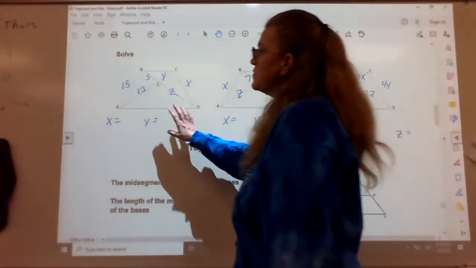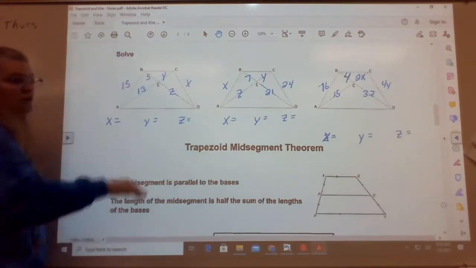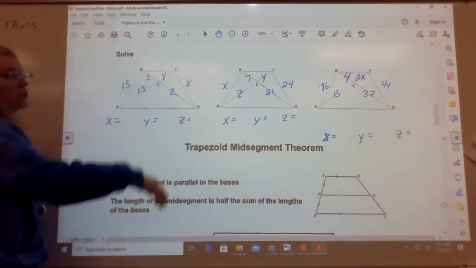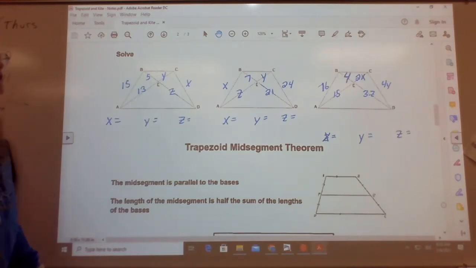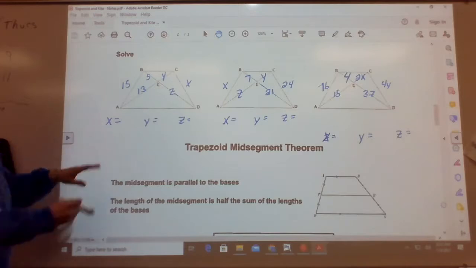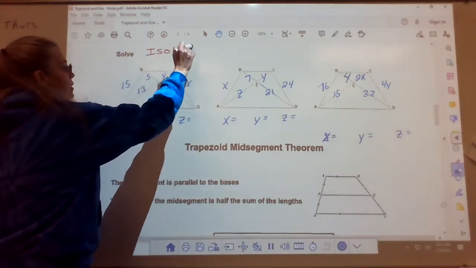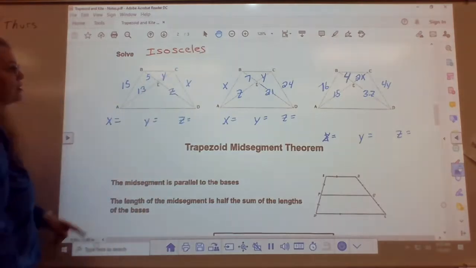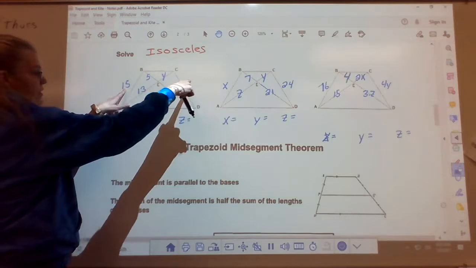Now we're going to look at some things that deal with sides. All the ones up there dealt with the angles. You're looking for the degrees in the angles. Now we're going to look at some sides. Now, segments. We're still in isosceles trapezoids. So I'm still going to say that these are isosceles. And because they're isosceles, whatever this is, this will match. So this is 15, this is 15.